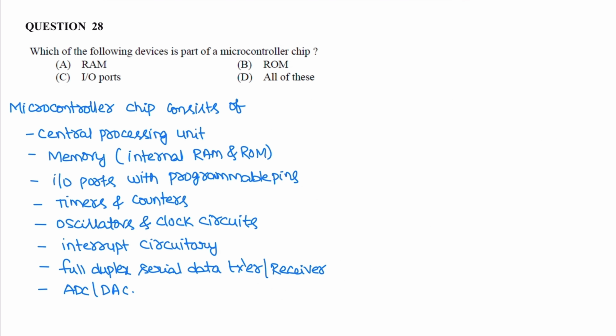Which of the following devices is a part of a microcontroller chip? A microcontroller chip contains CPU, memory units, RAM and ROM, I/O ports with programmable pins, timers and counters, oscillators and clock circuits, interrupt circuitry, full duplex serial data transmitter and receiver, ADCs and DACs. So the microcontroller consists of RAM, ROM, I/O ports. All of this is the answer. Correct option is D.